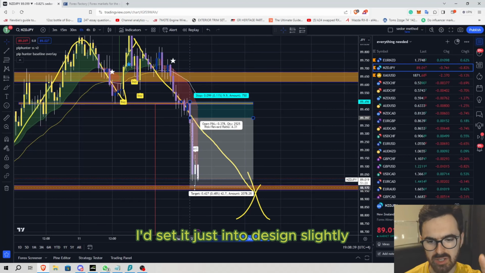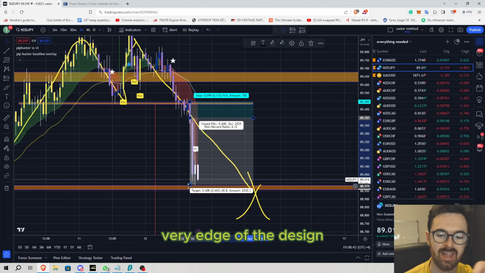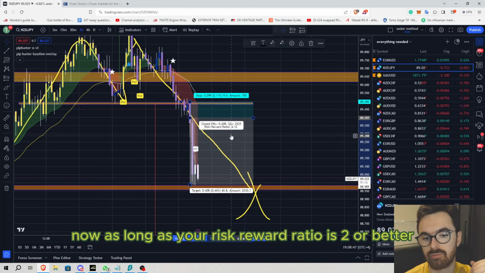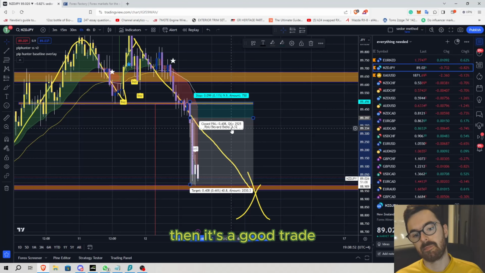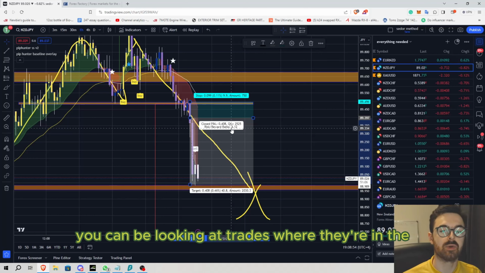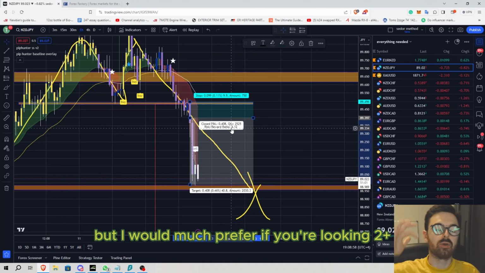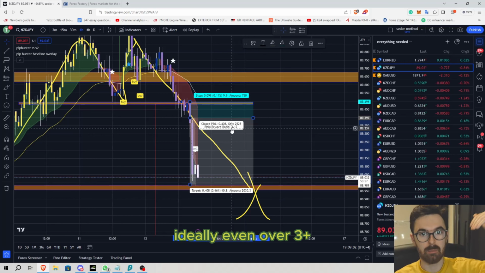I'd set it just into the zone slightly, but it's more precise if you just set it to the very, very edge of the zone, the close side. Now, as long as your risk-reward ratio is 2 or better, then it's a good trade. You can be looking at trades in the 1.5 to 2.0 range, but I would much prefer if you're looking at 2+. Ideally even over 3+.